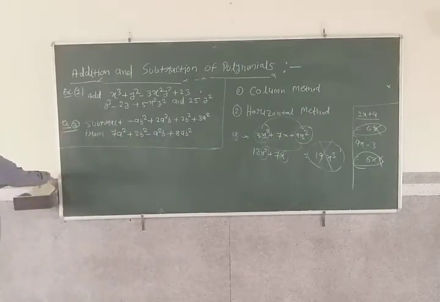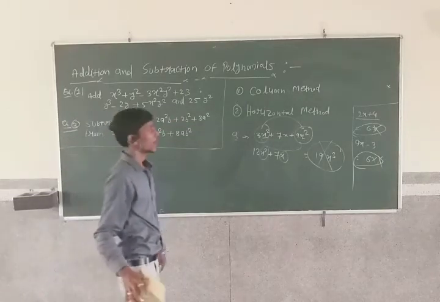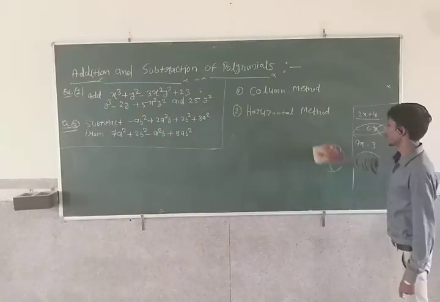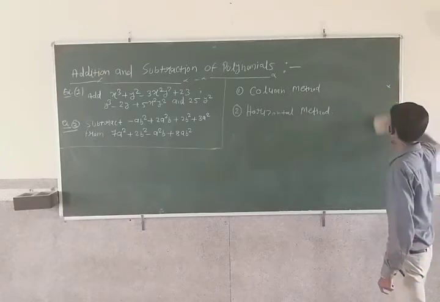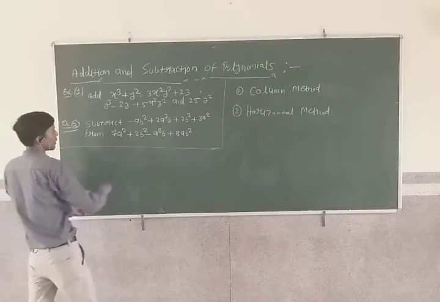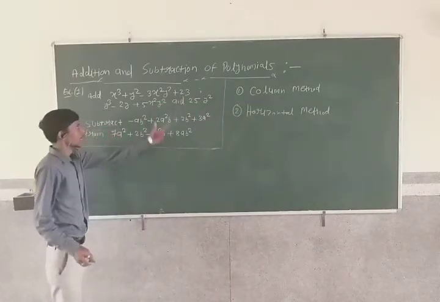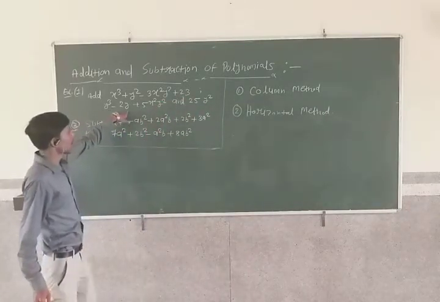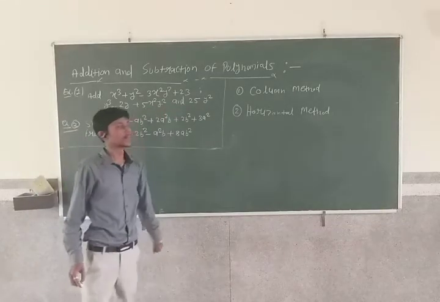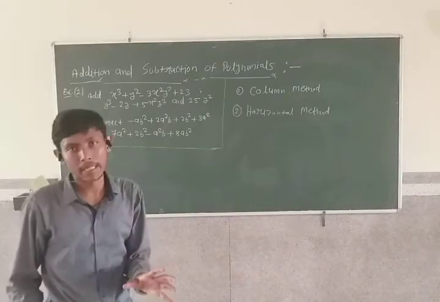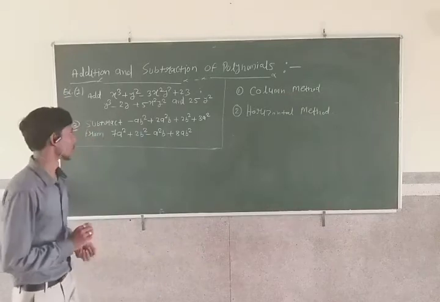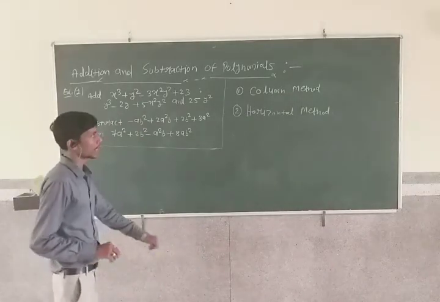Now, let me give you examples. Example number 1. We have to add the given polynomials. The given polynomials are x cubed plus y cubed minus 3x squared y squared plus 23, y cubed minus 2y plus 5x squared y squared, and 25y squared. I will explain both the methods. You can use any method to solve this question. First of all, I will explain the column method.